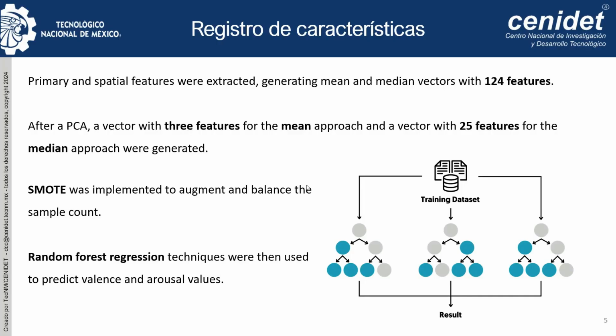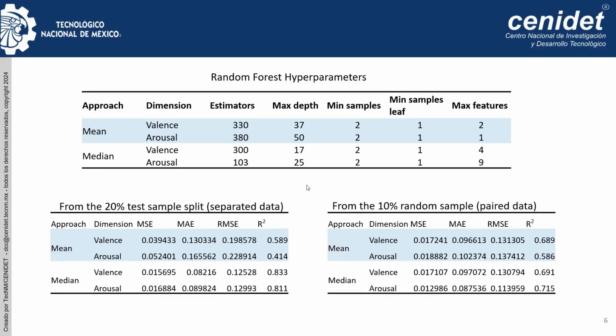Primary and spatial features were extracted, generating mean and median vectors with 124 features. After principal component analysis, a vector with 3 features for the mean approach and a vector with 25 features for the median approach were generated. SMOTE was implemented to augment and balance the sample count. Random forest regression techniques were then used to predict valence and arousal values, splitting the data into 80% for training and 20% for testing.